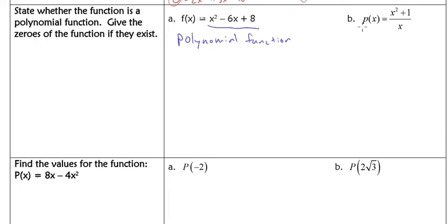The second one is not a polynomial function, because we've got this divided by x right here. So, not a polynomial function. Specifically, it's a type of rational expression, but we'll get into that a little bit later on. So the first one is a polynomial, the second one is not a polynomial. But we can still find the zeros of the two functions. And so let's go on through here.